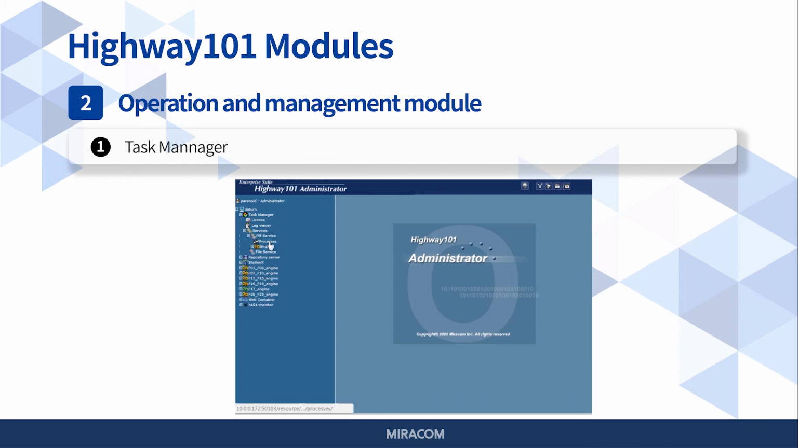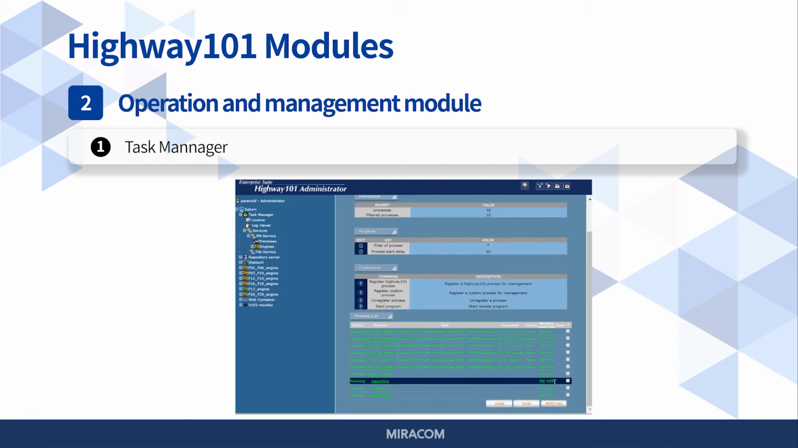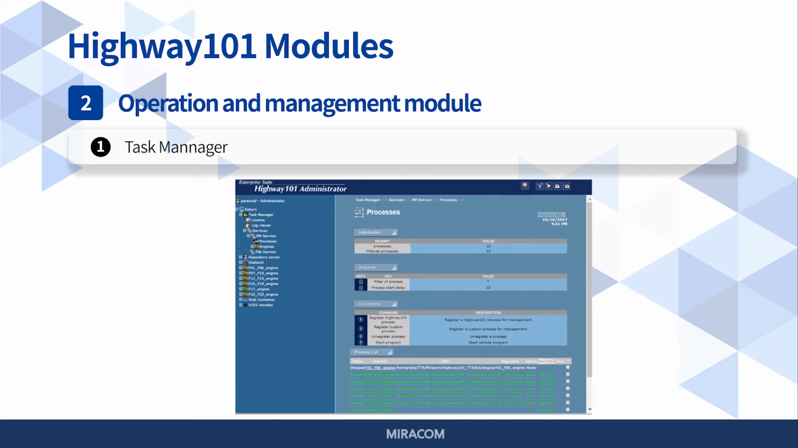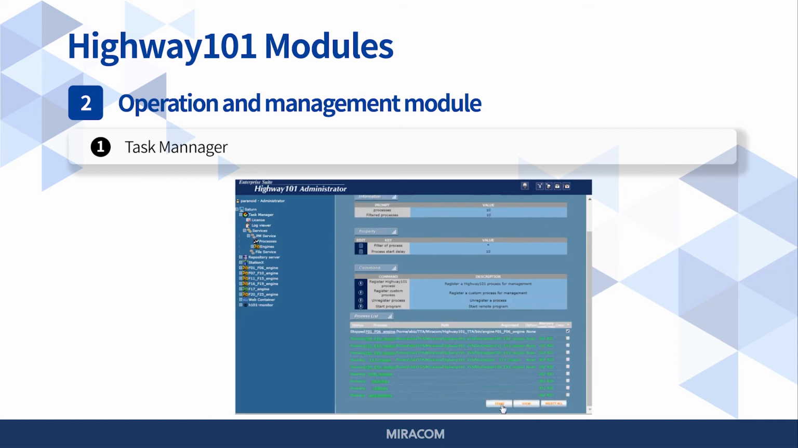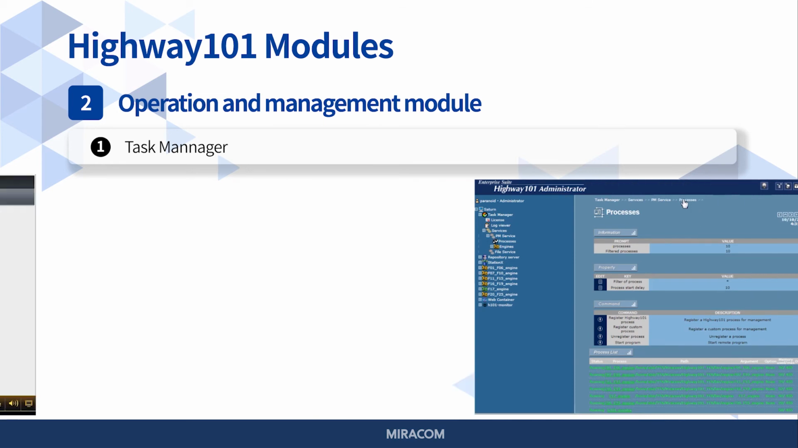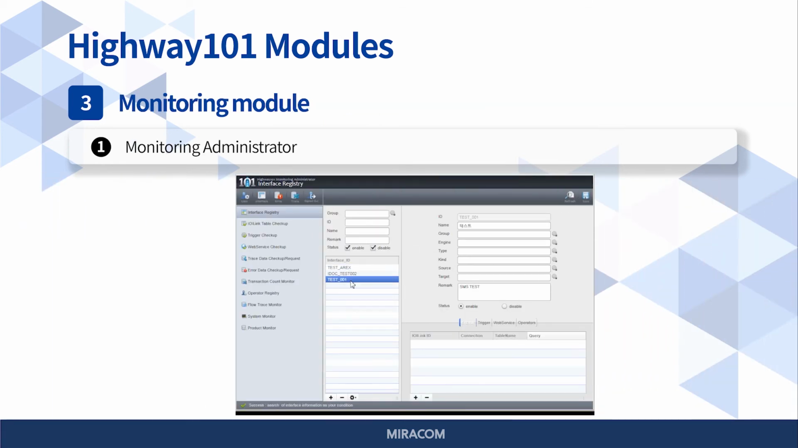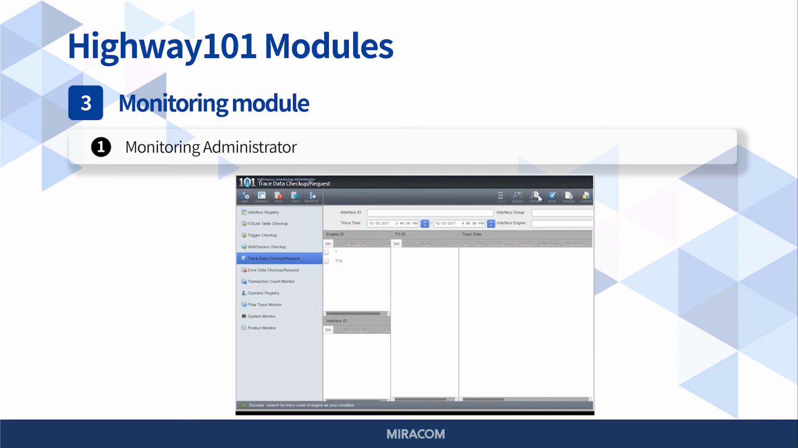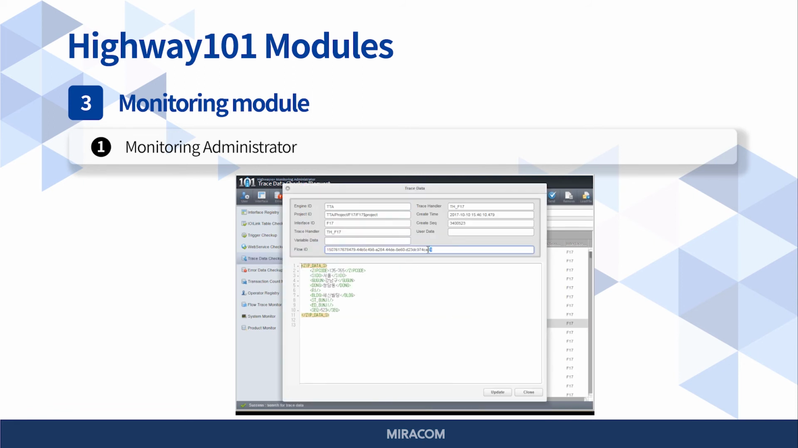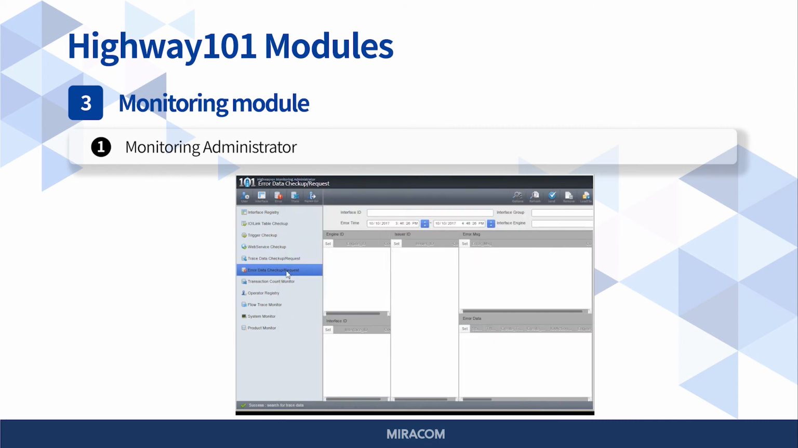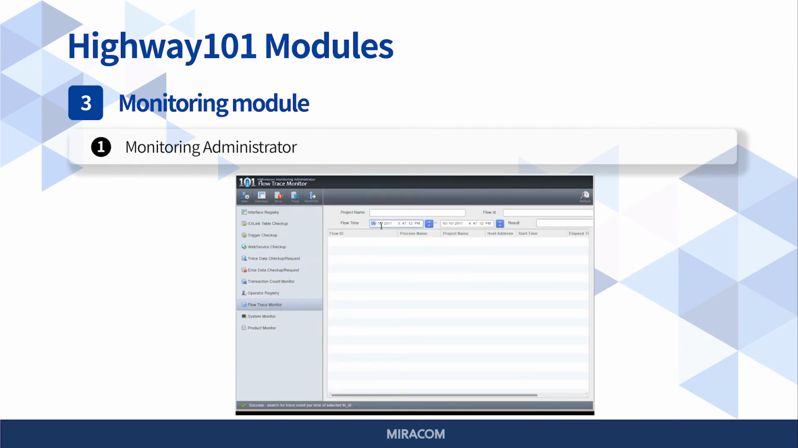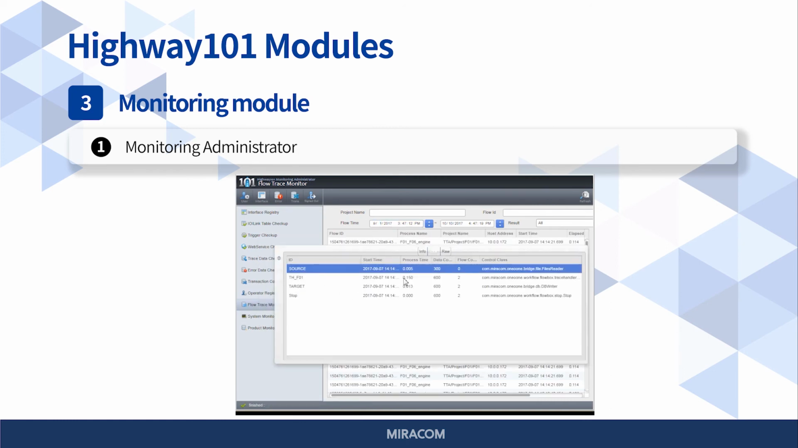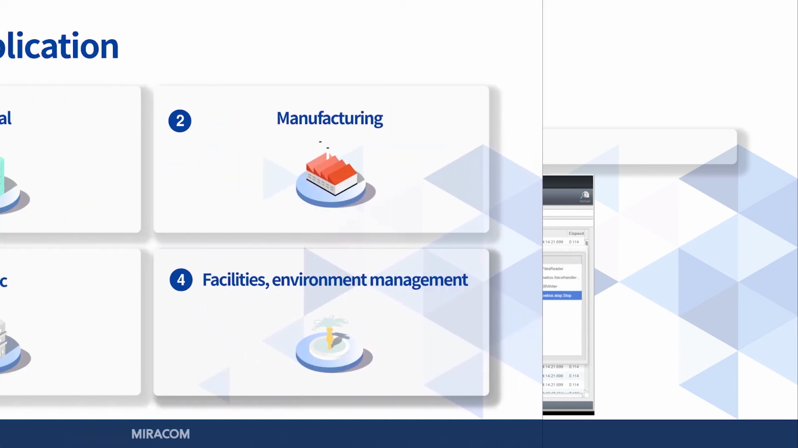Monitoring, administration, alert, message tracking, and log management features provided by Task Manager, a Highway 101 management module, enable centralized management of linked systems and processes. The Monitoring Administrator is a monitoring module that lets you register interface master data and monitor interface processing history. It provides interface master data registration and history, and lets you analyze the interface using Flow Tracker.